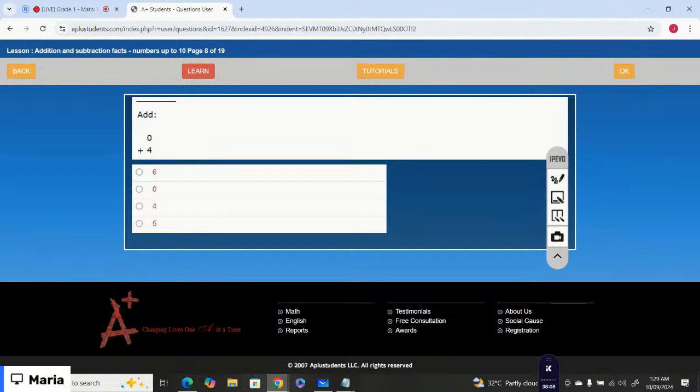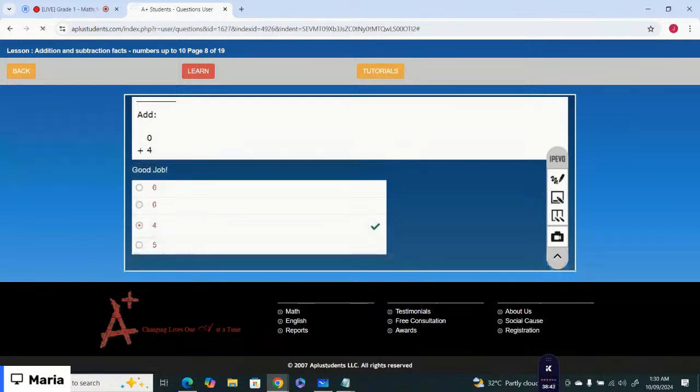The next one is add 0 plus 4. So which is the correct option? 4 plus 0 is 4. Option number 3 is the correct option, right? That is 4. Adding 0 to a number, the number stays the same. So 0 plus 4 is 4.